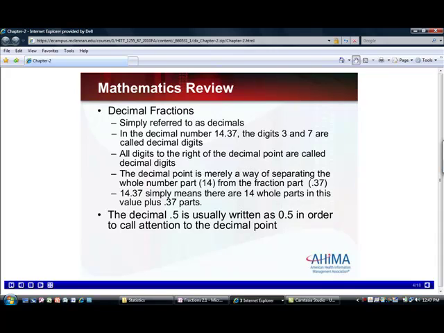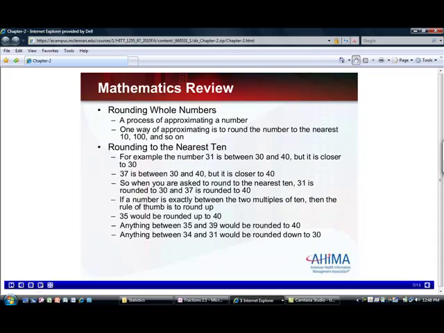If you are rounding, rounding is the process of approximating a number that may be rounded to the nearest 100 or 10. Rounding to the nearest 10 means that any number between multiples of 10 is rounded to the multiple closest to it. Multiples of 10 may be 10, 20, 30, 40, 50. When numbers are exactly between multiples of 10, the rule is to round up.